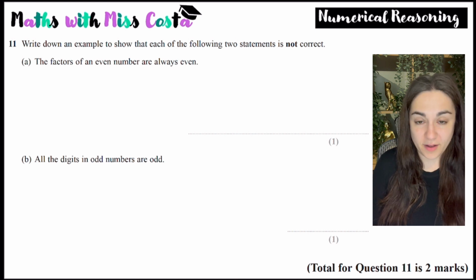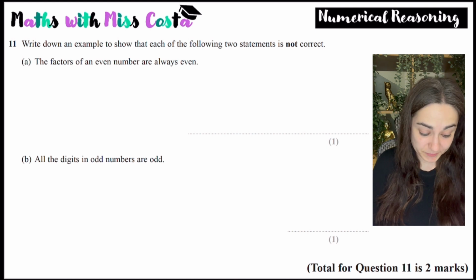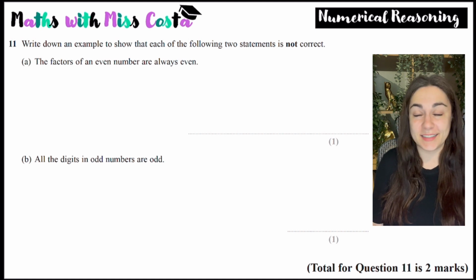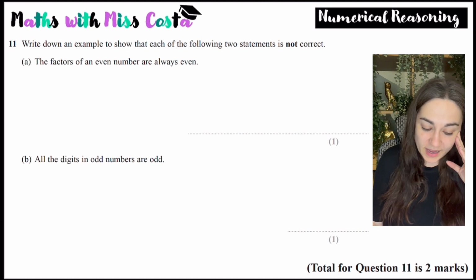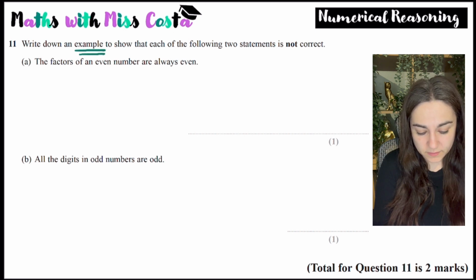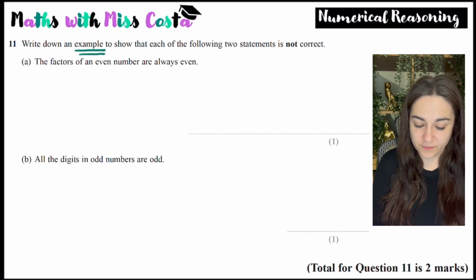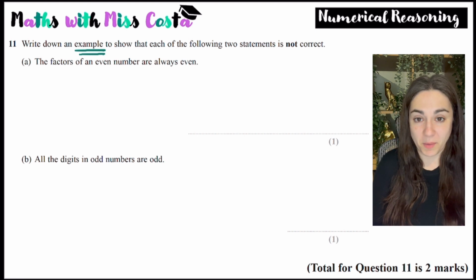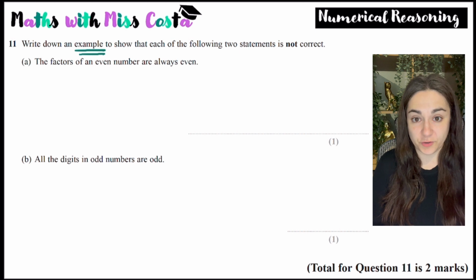Okay, now I've got to do a little bit of reasoning, which some people find the hardest part of the exam. I need to write down an example to show that each of the following 2 statements is not correct. Whenever they're asking me for an example, I just need to find some numbers that make the statement either true or not true.